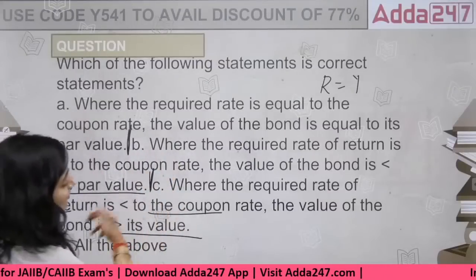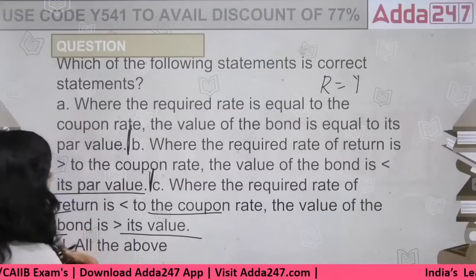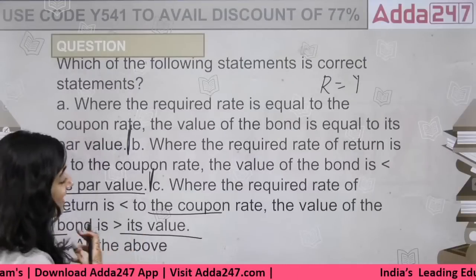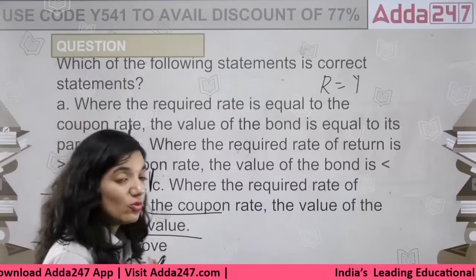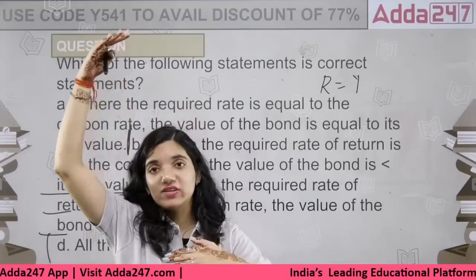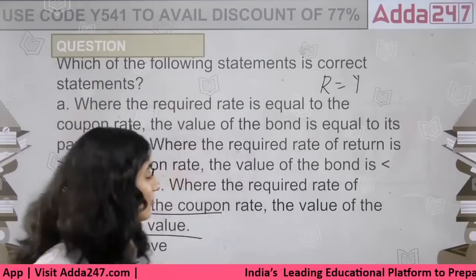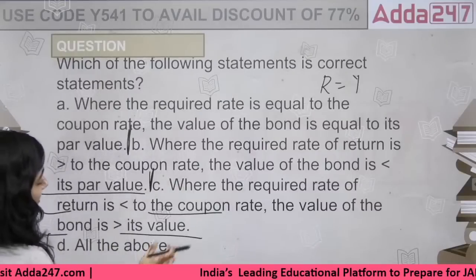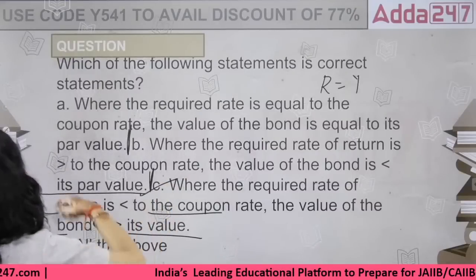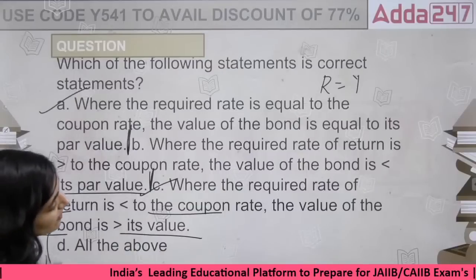And then the C point says where the required rate of return, whatever you expected, is less than the coupon rate. That means if you expected this and the company is giving you this, then you are really happy with that. Now, where the value of the bond is greater than its par value, this is also correct. The first one is also correct, but I am dicey about the third point.